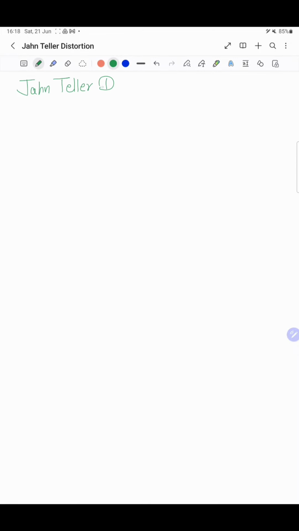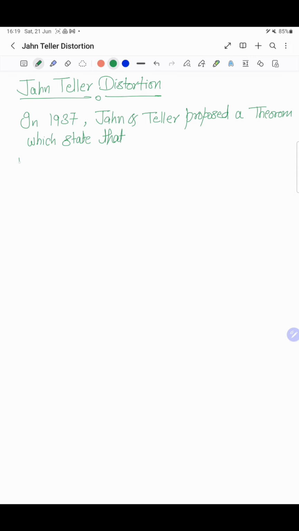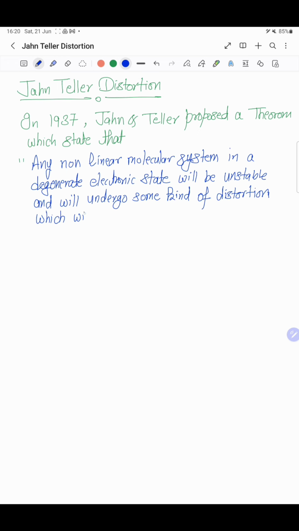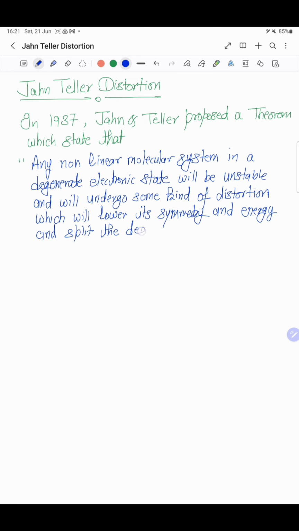Jahn-Teller distortion. In 1937, Jahn and Teller proposed a theorem which states that any nonlinear molecular system in a degenerate electronic state will be unstable and will undergo some kind of distortion which will lower its symmetry and energy and split the degenerate state.